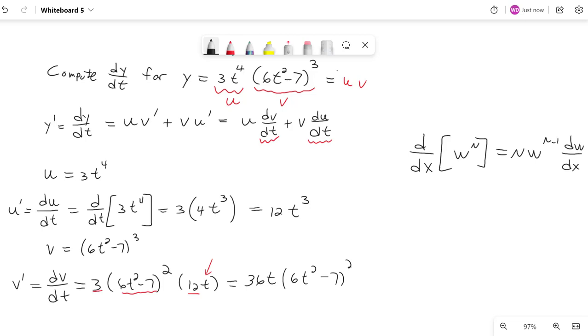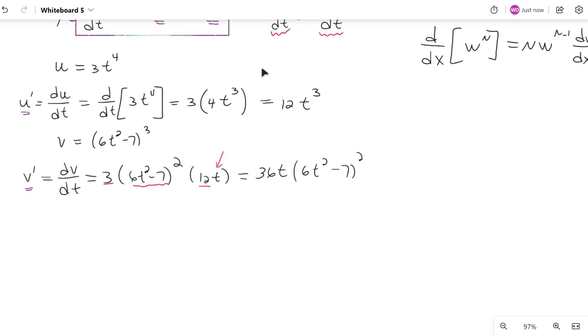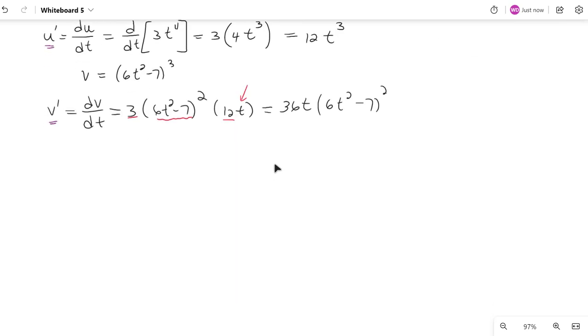Okay. That means I now have all the pieces to go back to the original problem way back here and find out what is the derivative of y in terms of t. I just have to replace right here and right here with what I have right here and right here. All right, good. Now you have that. I'll just move all this up so we can write that down.